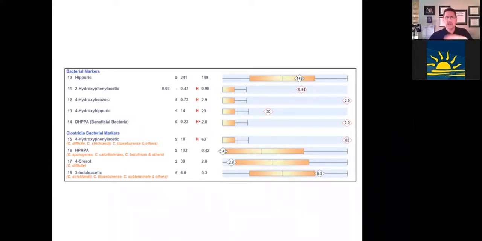So I know this talk wasn't about bacteria and Clostridium, but I just wanted to show this anyway. So this individual also has a lot of bacterial problems. In fact, we've got a lot of bacterial markers showing up here under the bacterial section. We do have one marker under the Clostridia section, the 4-hydroxyphenylacetic. If you've heard me lecture before, I've mentioned that the marker HPHPA is the most common Clostridium marker to show up on the organic acid test. Actually, 4-hydroxyphenylacetic is not that common. It shows up maybe between 5 to 10% of the time.